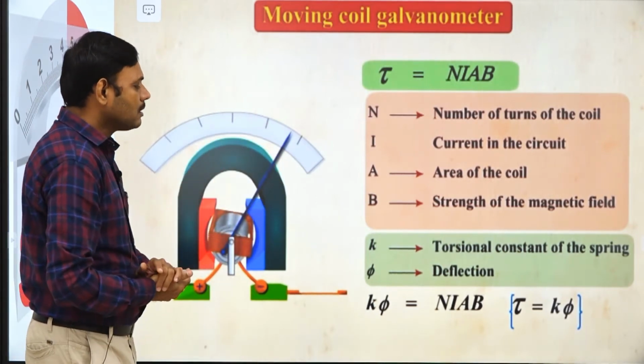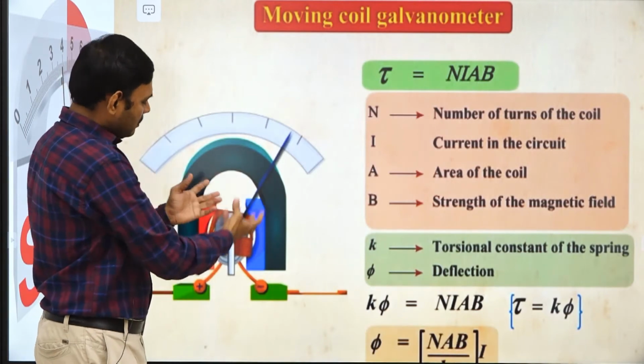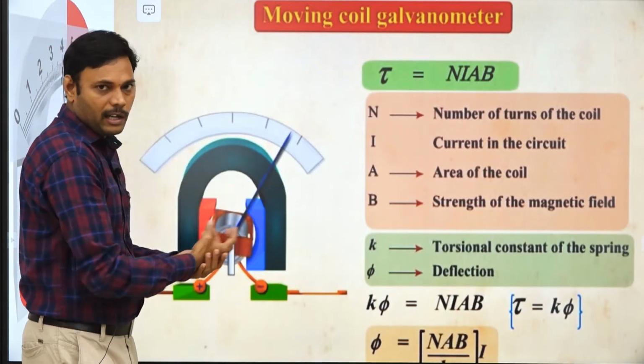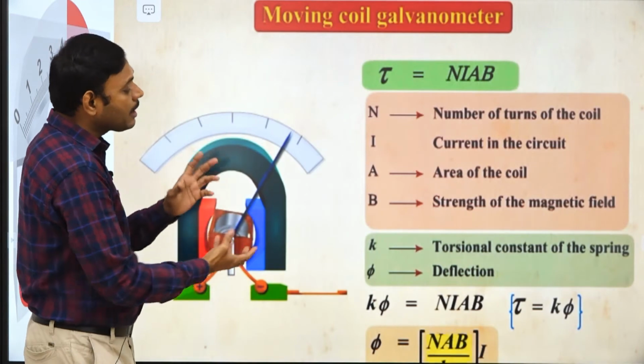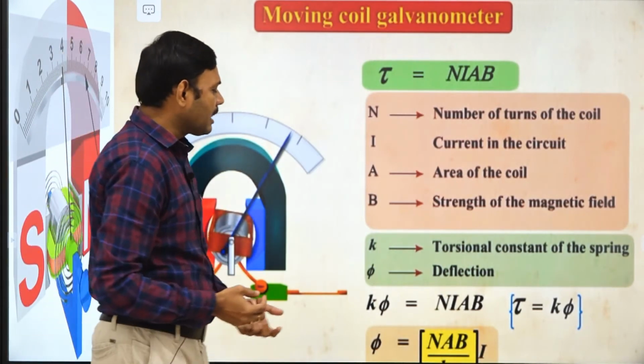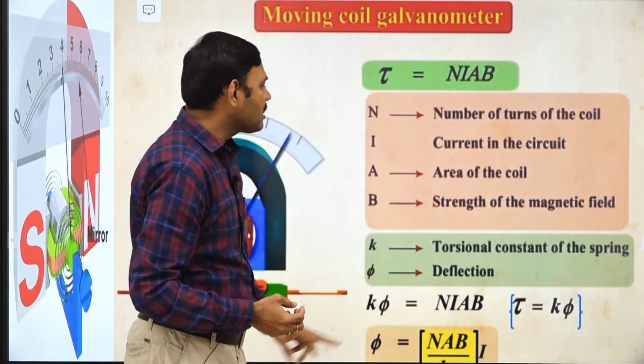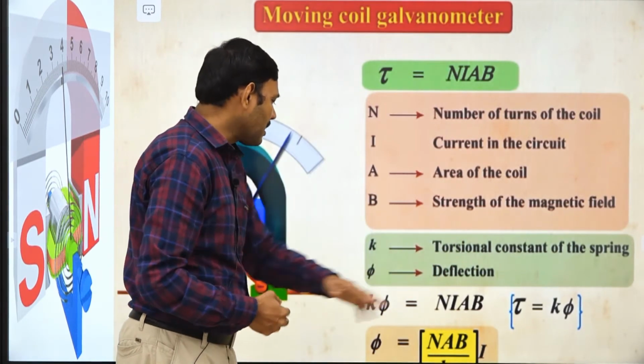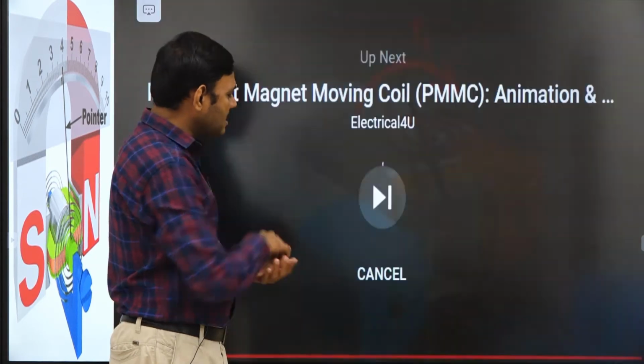Then the restoring torque, the spring opposes the rotation of the coil. We provided a spring inside the coil and it opposes the rotation of the coil. At equilibrium, the restoring torque is provided by the spring. If K is the torsional constant of the spring, phi is deflection, then restoring torque is K phi.